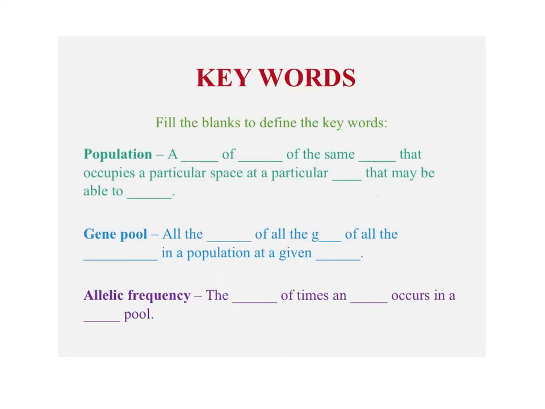To begin with, we need to be aware of the key words that we're going to use throughout this lesson, and they are as follows. We've got population, gene pool, and allelic frequency. Make sure we're confident in using those words. Could you have a go at thinking about what the blanks are? You might want to try writing them down, using your knowledge. You might want to do some research and find them out, but pause now, spend a second looking at these, thinking about what you think each of those words means, and play again when you're ready.